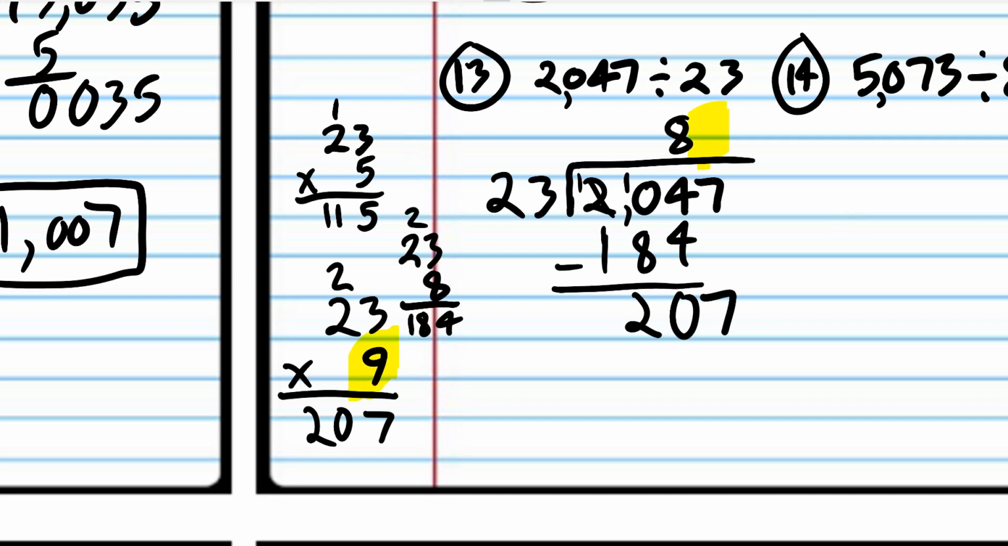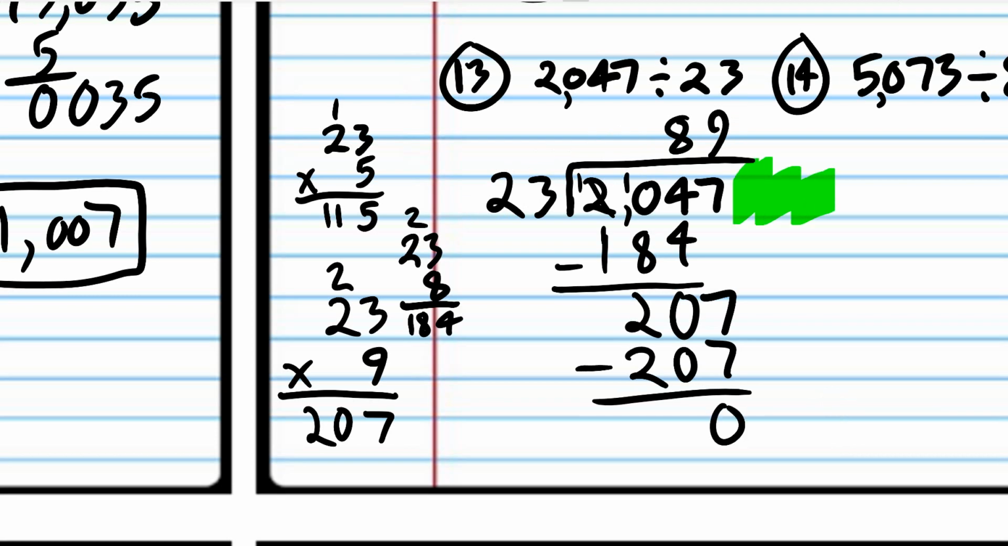9 times goes here. And then we have to do 23 times 9, which, again, we already calculated, is 207, and then subtract. Our remainder is 0. We've got no more numbers here, which means that we're done. The final answer is 89. Put a big old rectangle over that.